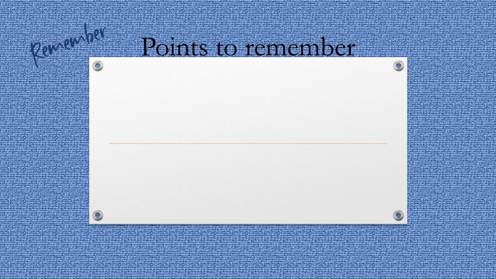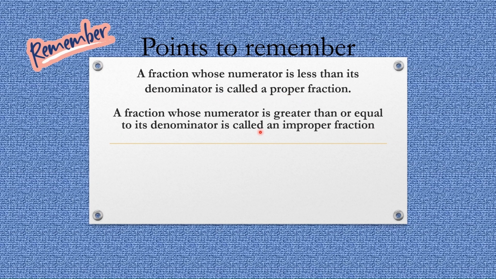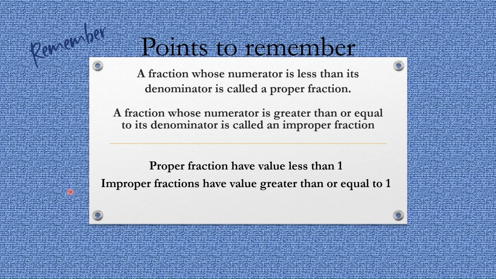Hope you have understood what a proper fraction and an improper fraction are. Now points to remember: a fraction whose numerator is less than its denominator is called a proper fraction. A fraction whose numerator is greater than or equal to its denominator is called an improper fraction. Proper fractions have value less than 1. Improper fractions have value greater than or equal to 1.